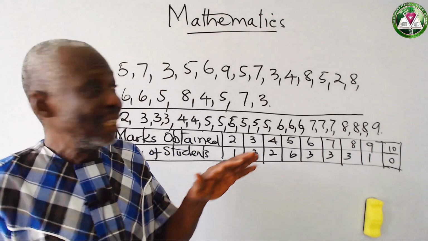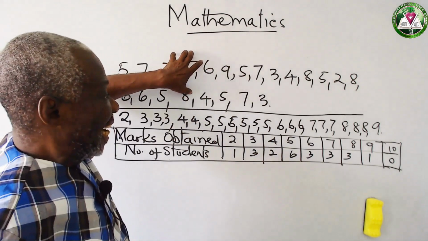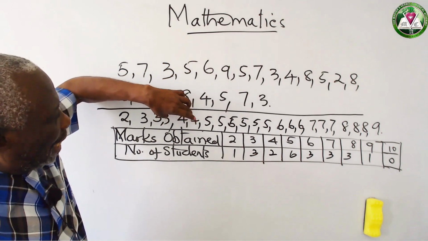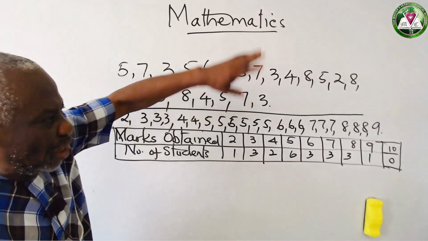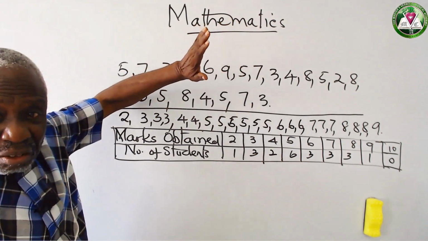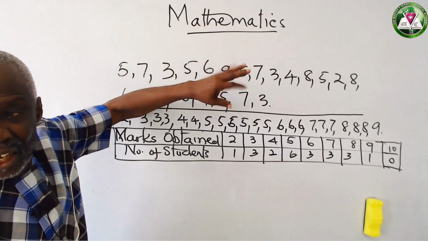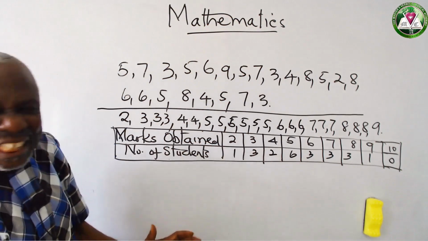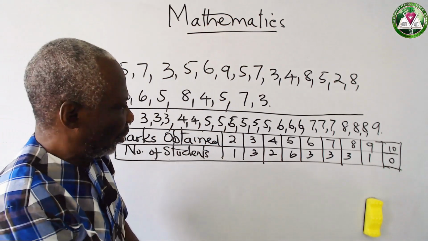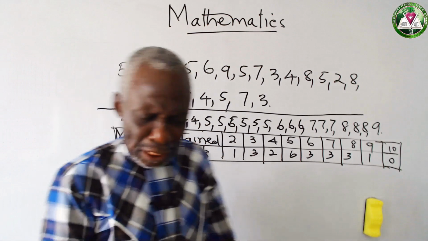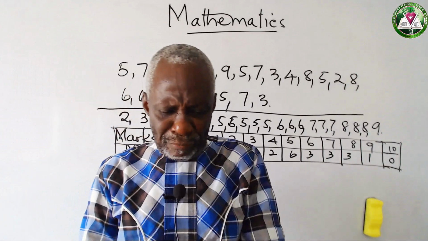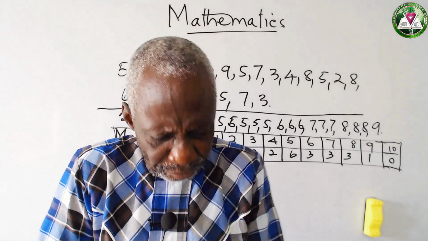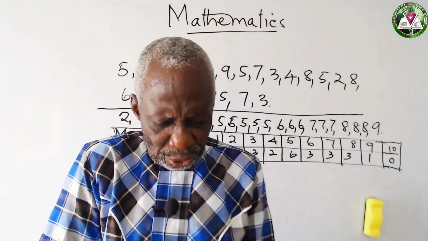So this information here, this list here, has been arranged in ascending order, starting from the smallest to the biggest. That is an arrangement. But this arrangement is a little bit difficult. So we have to tabulate it so that it looks neater and easier to understand. Then based on that, we will have a number of questions that follow. The questions are as follows.